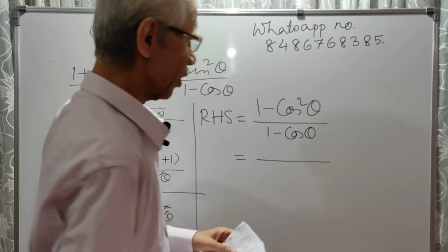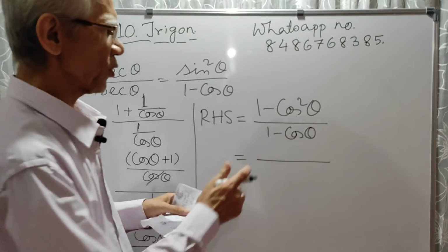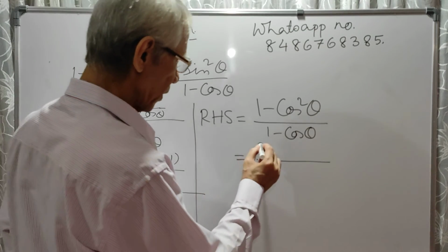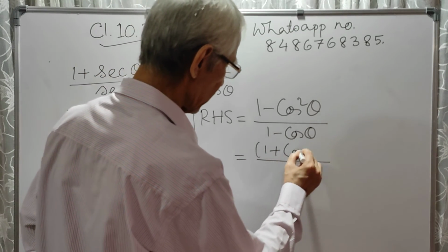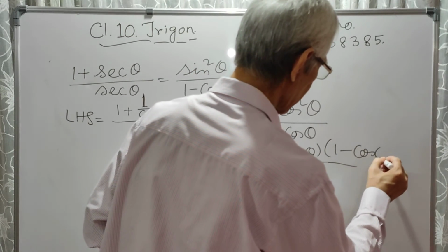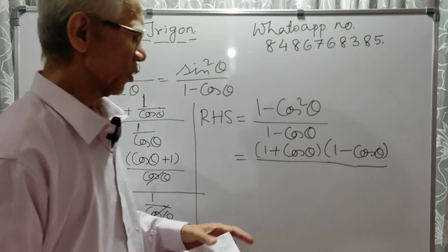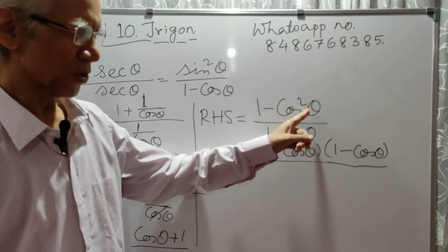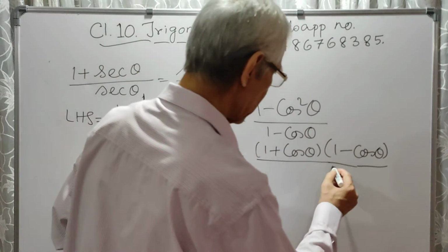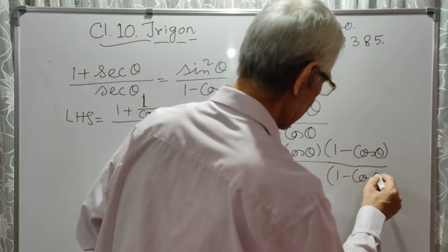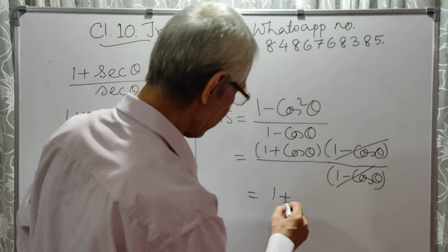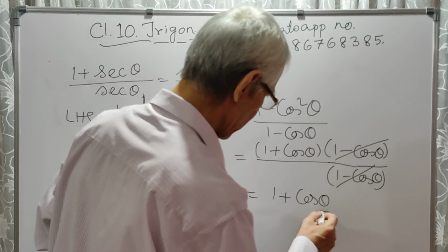Now you see the a square minus b square formula. 1 means 1 square, so 1 square minus cos square theta is a square minus b square, which is (a plus b) into (a minus b). So a is 1 and b is cos theta, and below is 1 minus cos theta. Now these two same terms cancel, therefore what is left? 1 plus cos theta, you see.